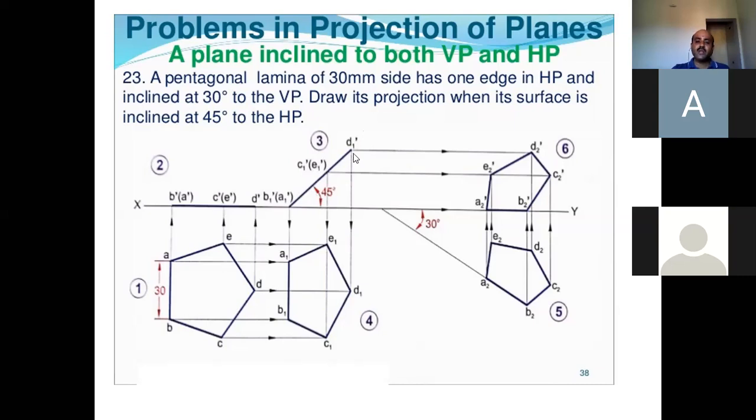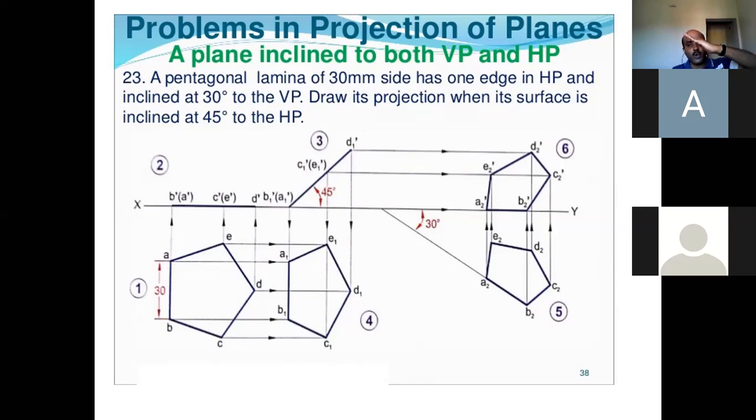Okay, once you get this front view, now what has happened? The lamina is inclined at 45 degrees to HP. Now in this position, when you observe from the top, it is a pentagon.